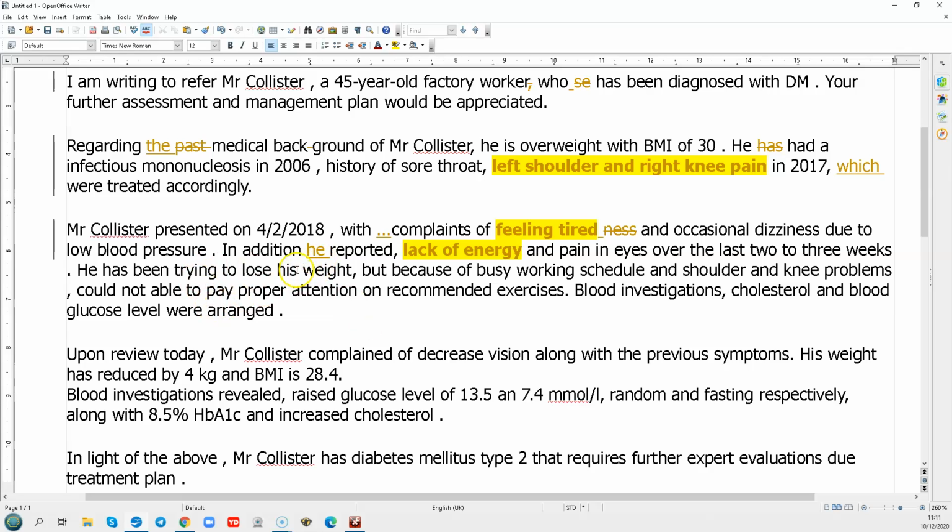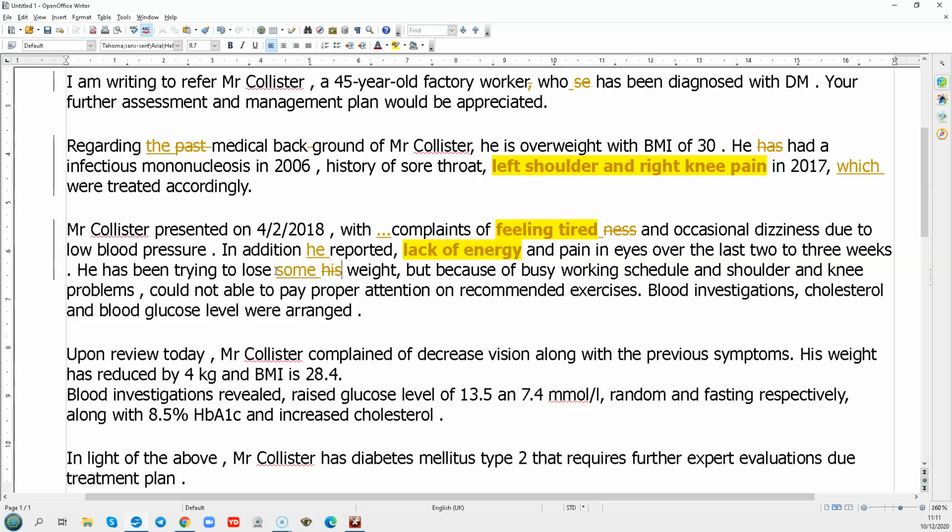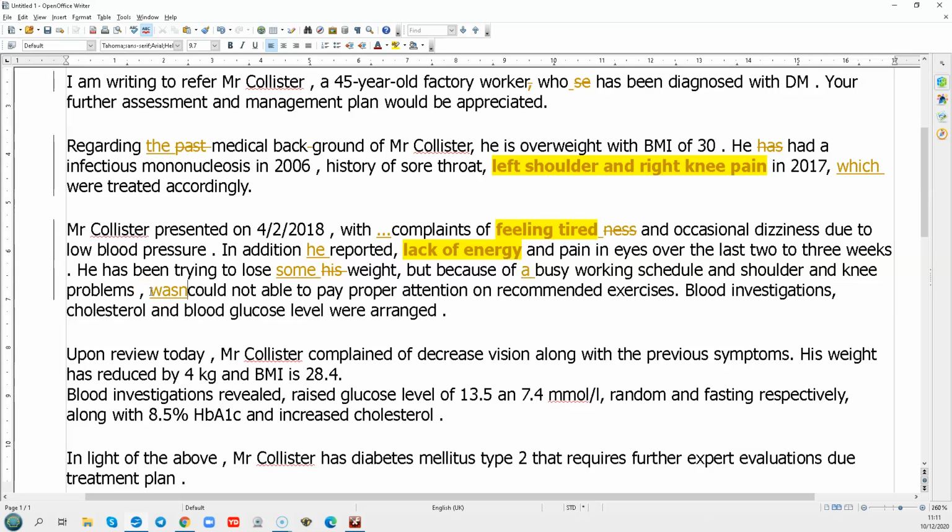So he's been trying to lose his weight. What? All of it? I don't think so. Trying to lose some weight. He's not been trying to lose all. Trying to lose some weight, but because of his busy working schedule, children need problems, he wasn't able to pay proper attention on recommended exercises at all.